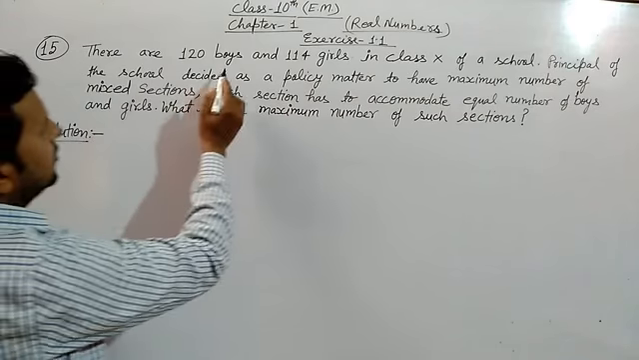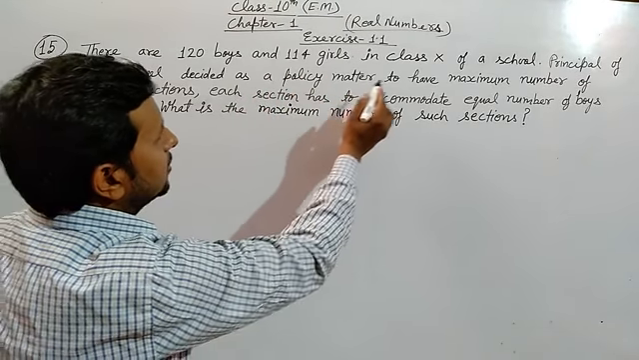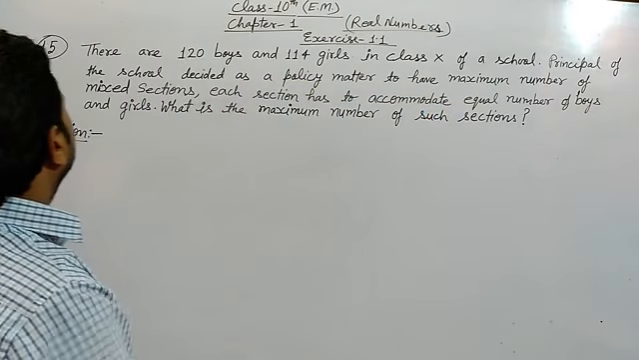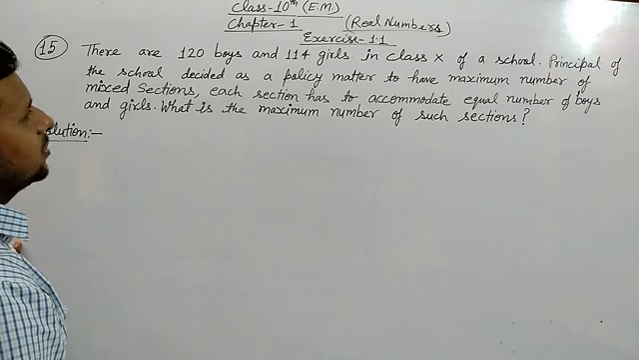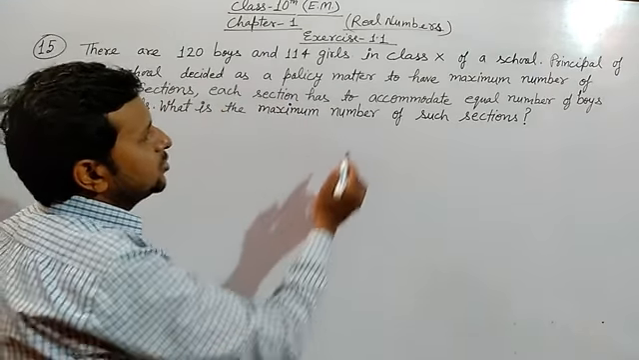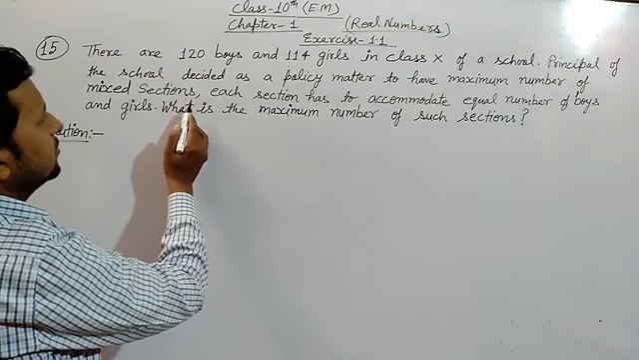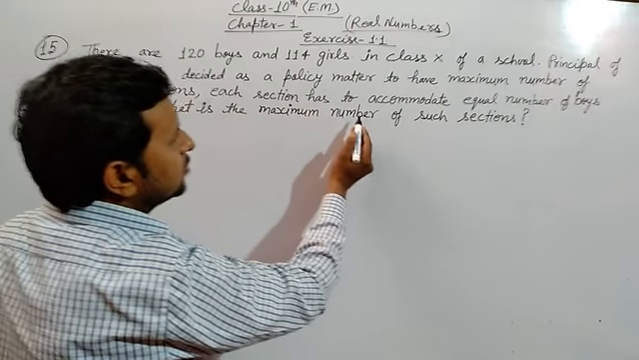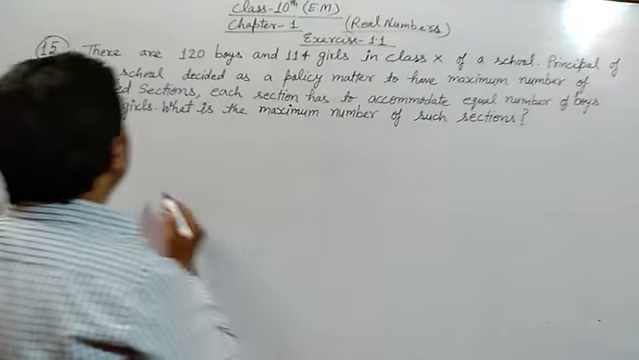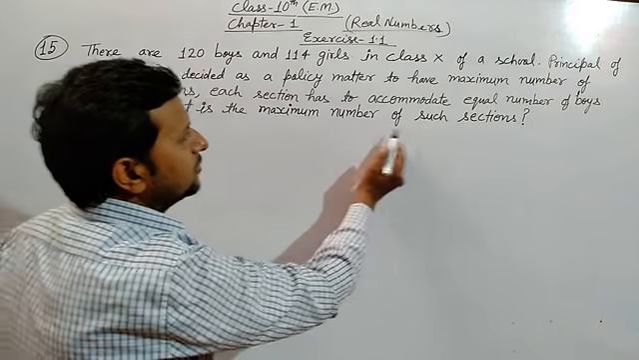There are 120 boys and 114 girls in class 10 of a school. The principal of the school decided as a policy matter to have maximum number of mixed sections. Each section has to accommodate equal number of boys and girls. What is the maximum number of such sections?